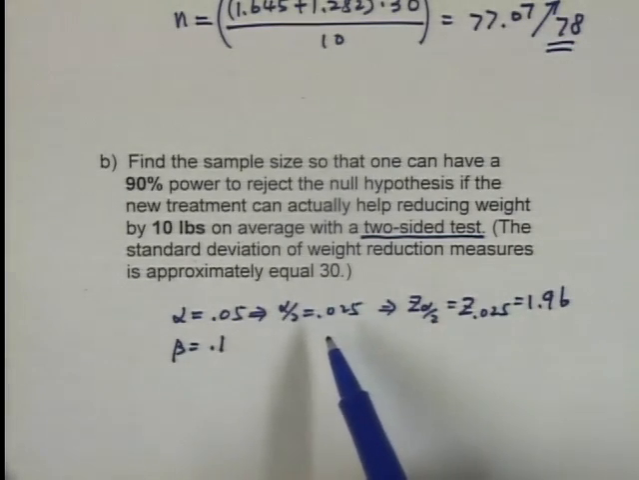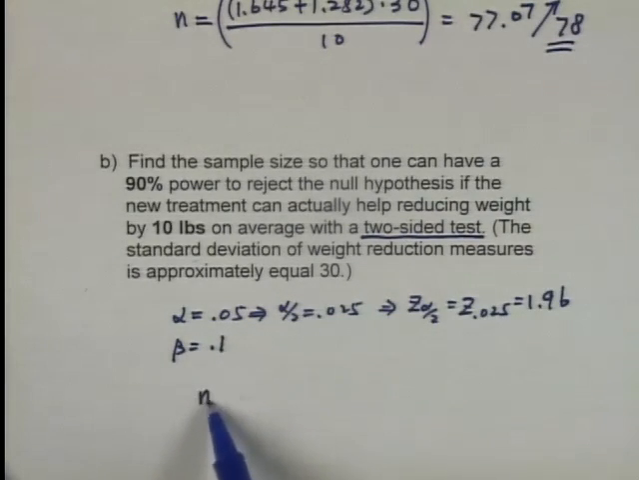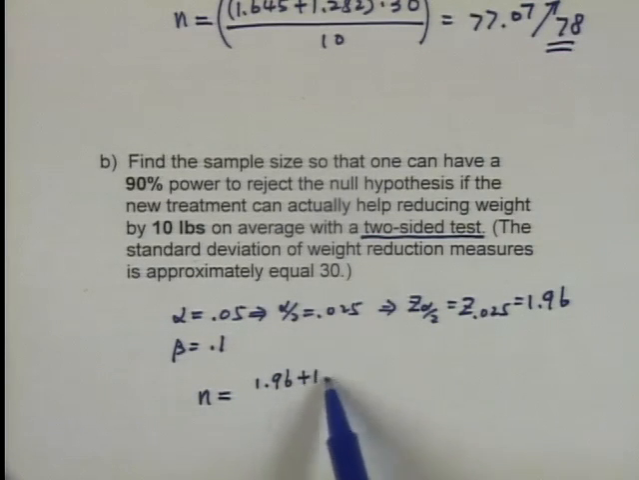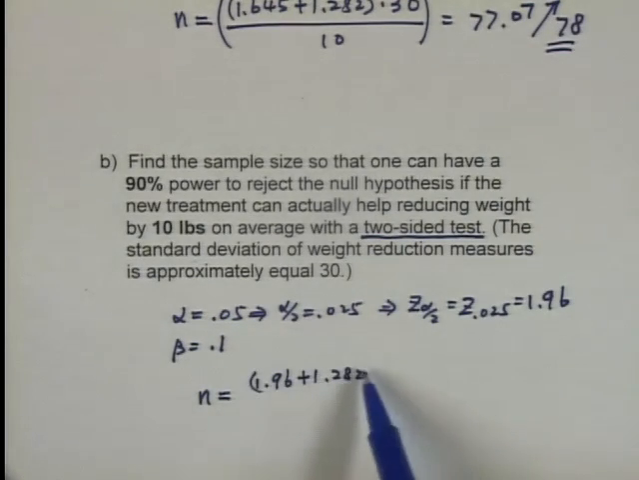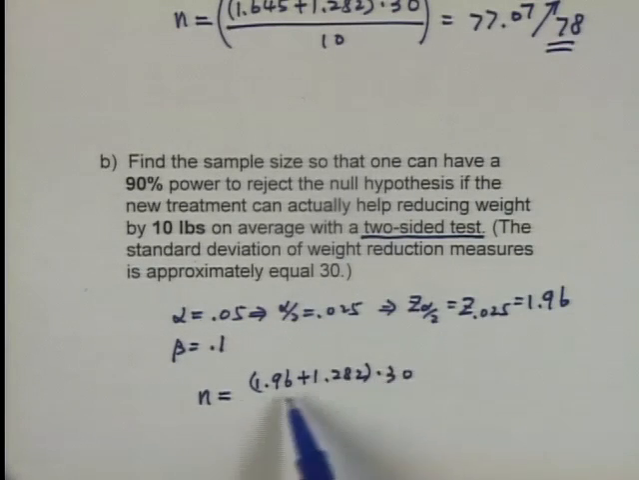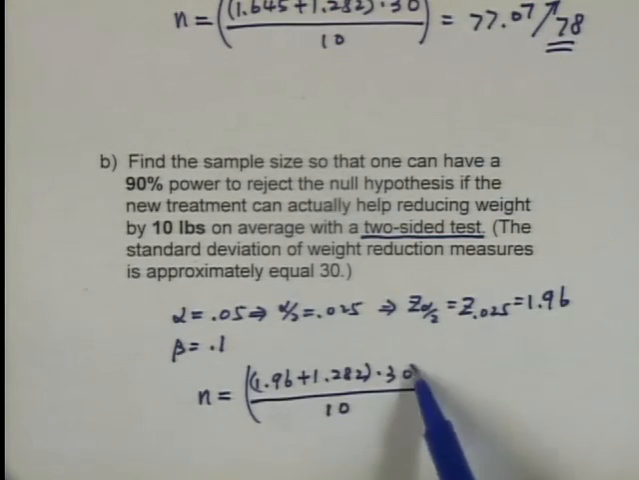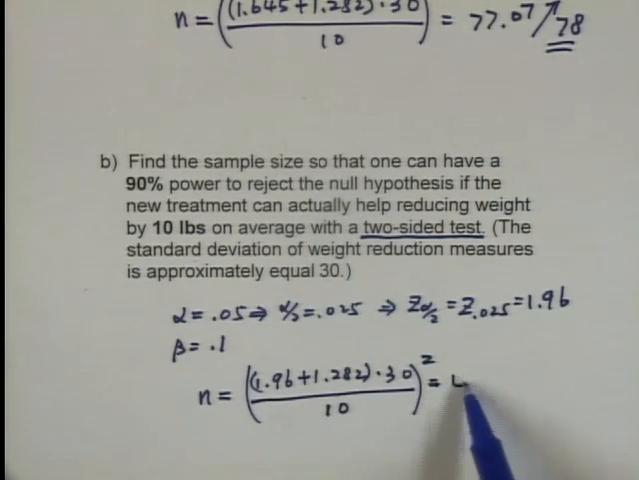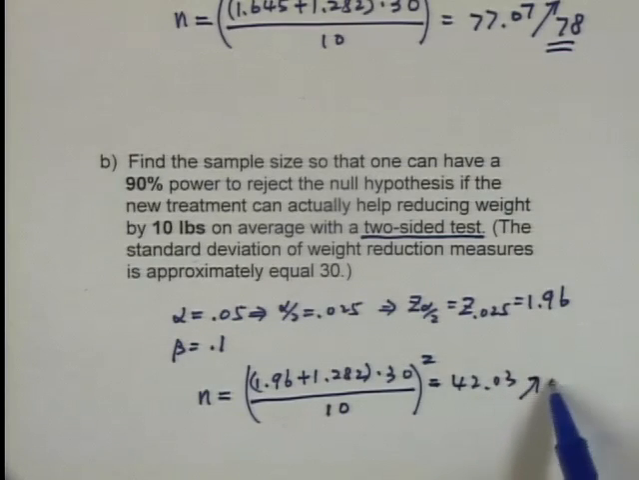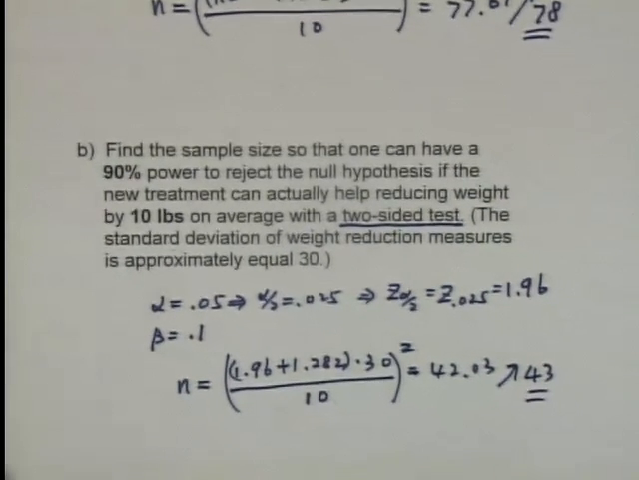So to do this problem, sample size will be 1.96 plus 1.282, times standard deviation 30, over 10, and square this. You get 42.03, rounded up to 43. So that's it. Okay, that's the answer. Make sense?